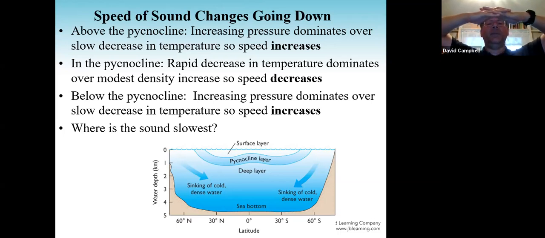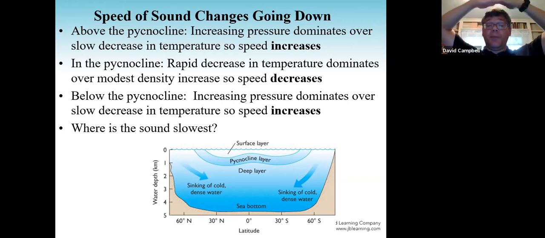Then we hit the pycnocline. Temperature's going down. Pressure's going up, but with the temperature down, the speed of sound is getting less. Once we're through the pycnocline, we're down into the cold area, so temperature is not really changing. There's a little bit of decrease, but not too drastic.